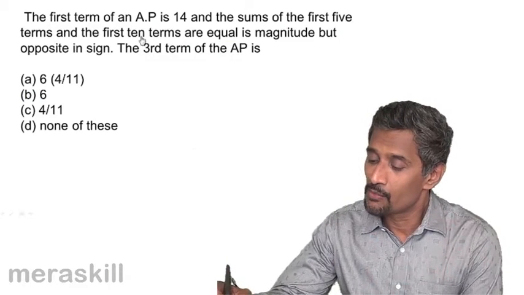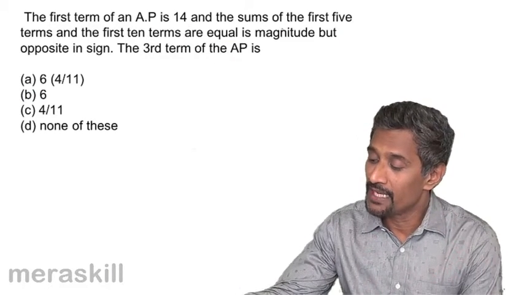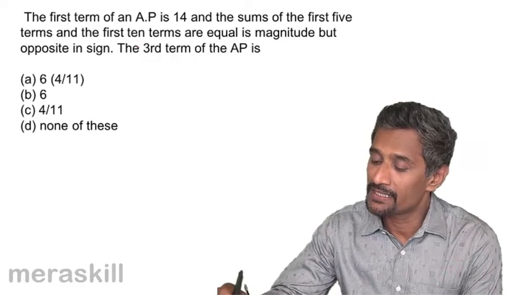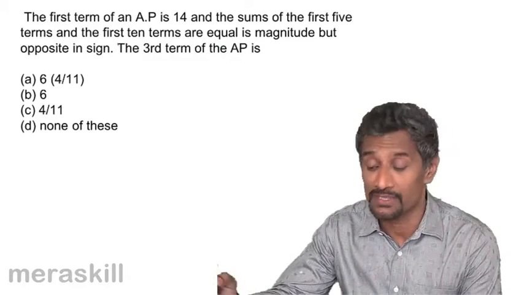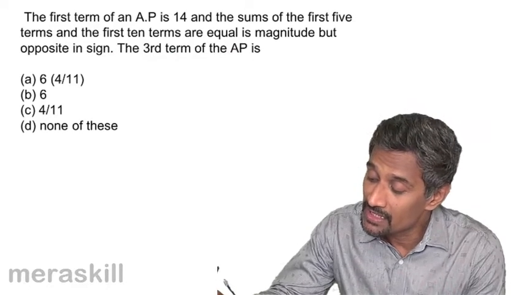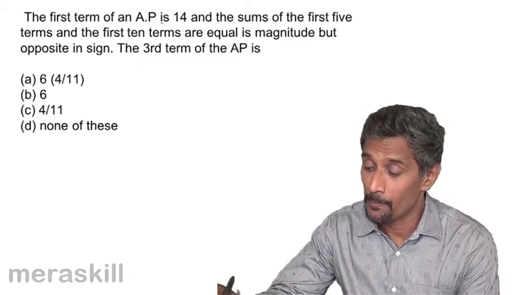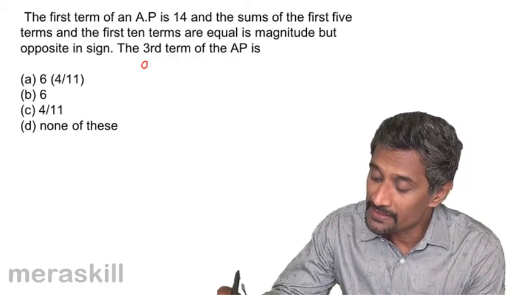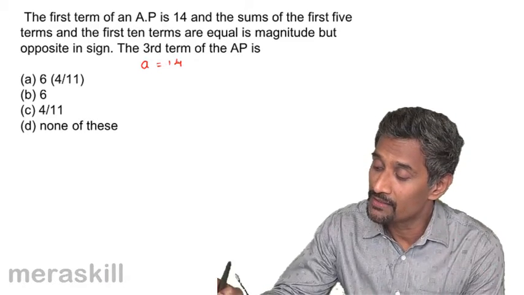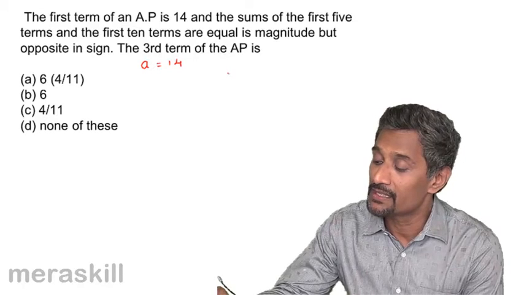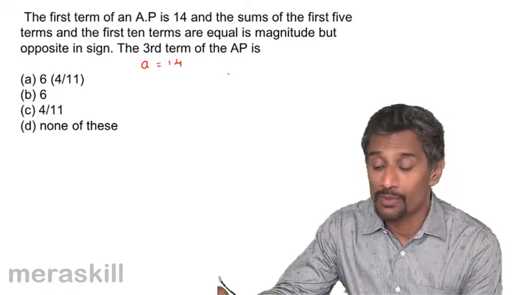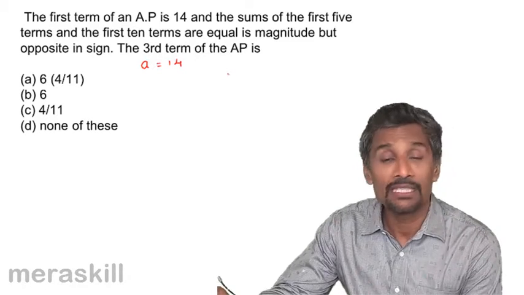The first term of an AP is 14 and the sum of the first 5 terms and the first 10 terms are equal in magnitude but opposite in sign. The third term of the AP is so and so. So you have the first term is 14. Sum of the first 5 terms and the first 10 terms are equal in magnitude but opposite in sign.